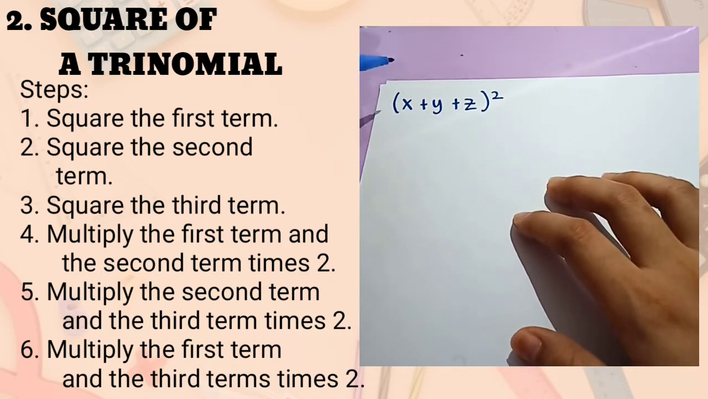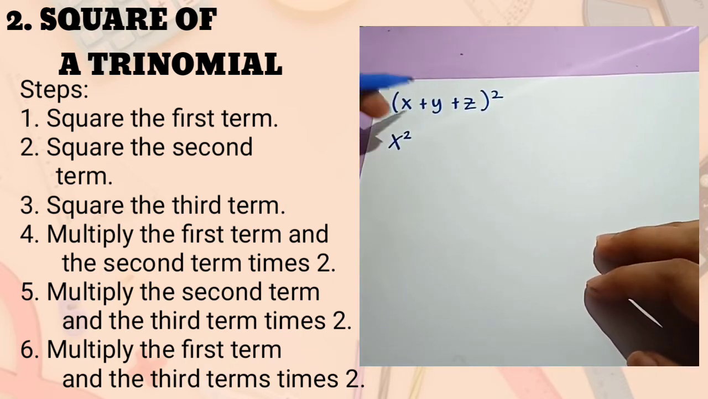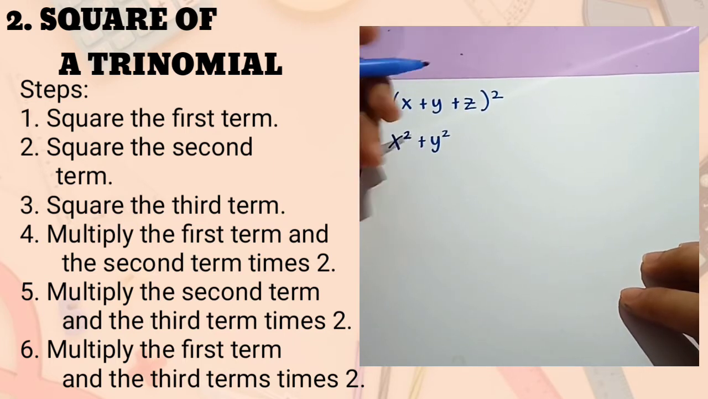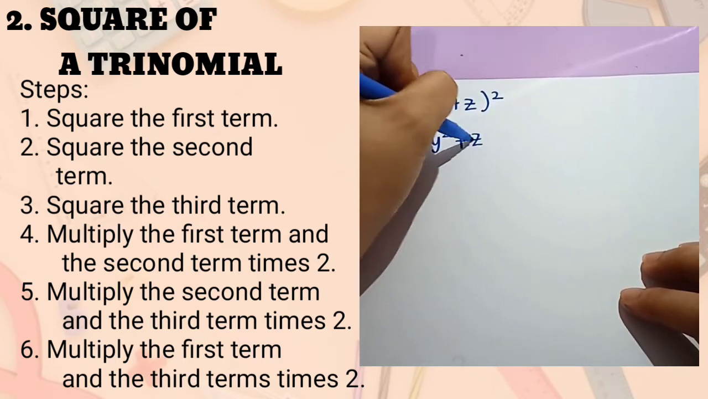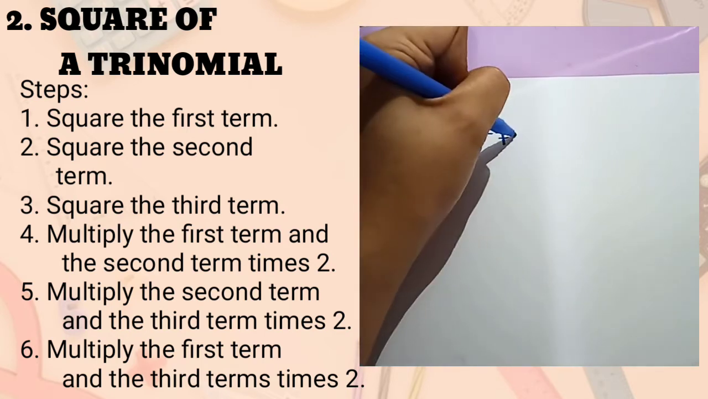Una, square the first term. So, x squared. Pangalawa, square the second term. So, plus y squared. Pangatlong step ay square the third term. So, square natin yung third term. Pang-apat na step, i-multiply natin yung first term sa second term, then times 2. So, x times y ay xy, then xy times 2 ay equals to 2xy.